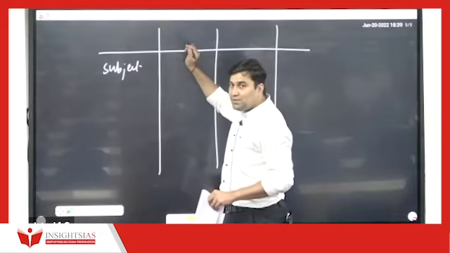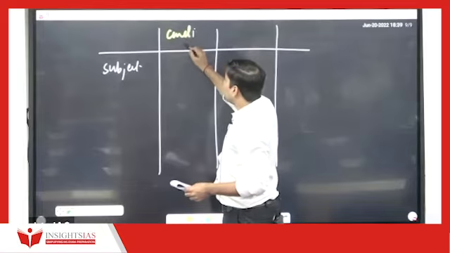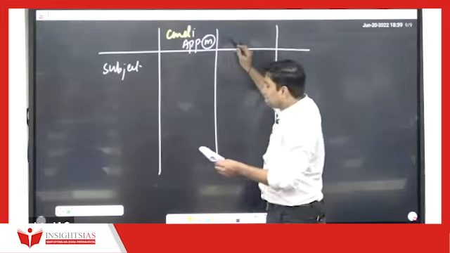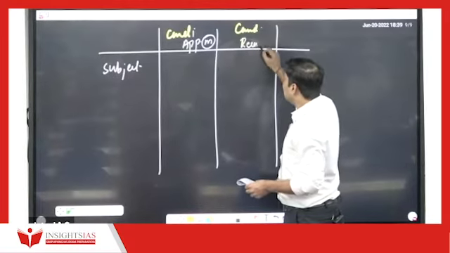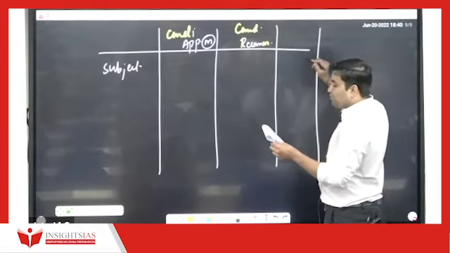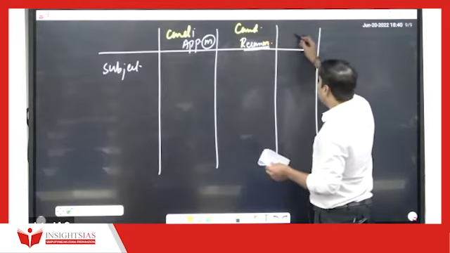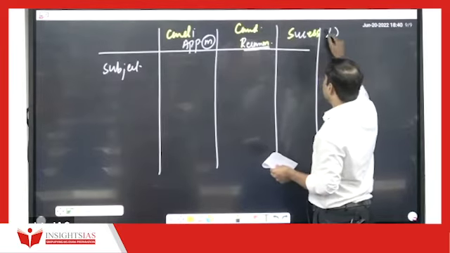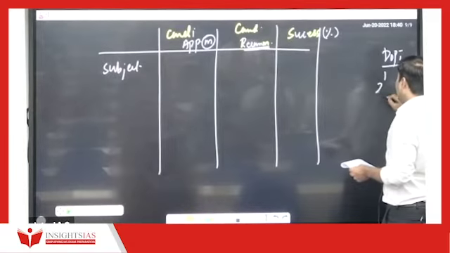Here are the total number of the candidates which appeared for the mains examination. Here are the candidates recommended for the interview, and here you have the candidates recommended in the final selection, and here you have the success in percentage wise ratio. This is the data of DOPT. The recent one is 2019.